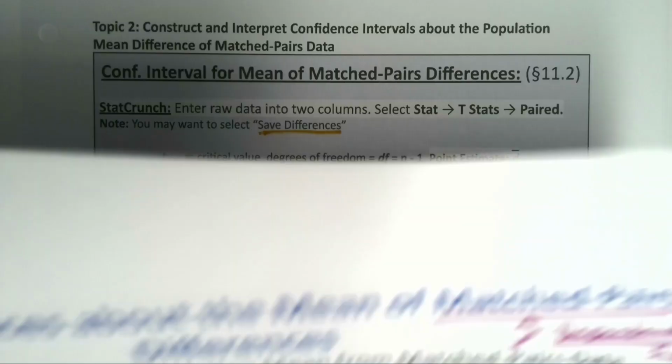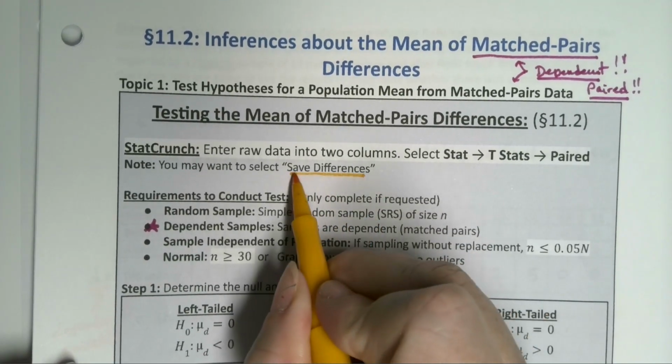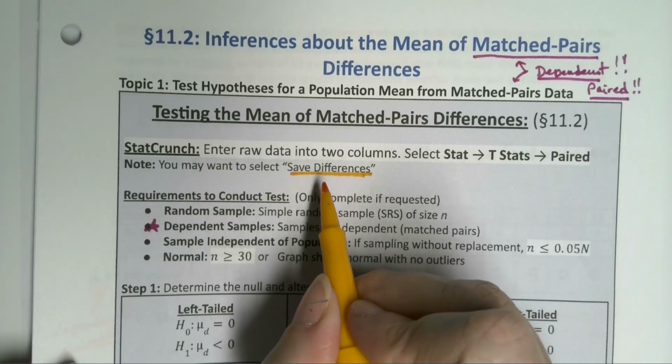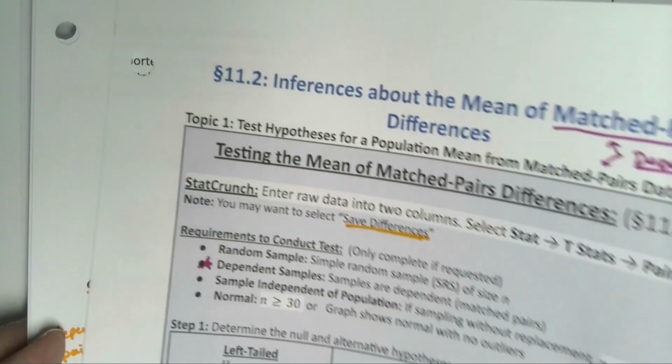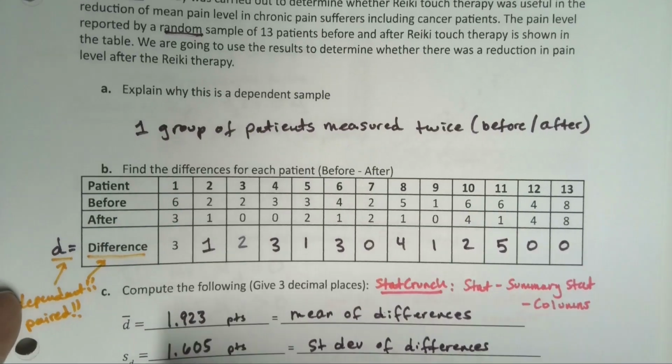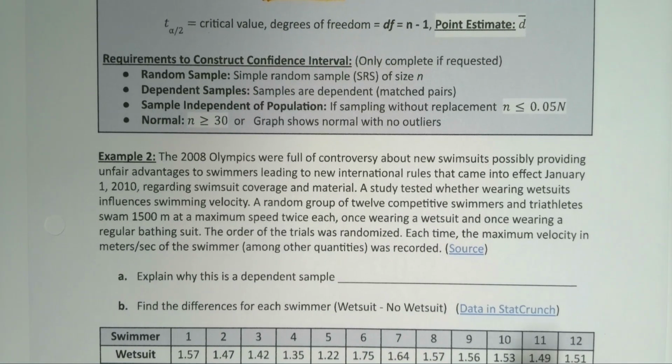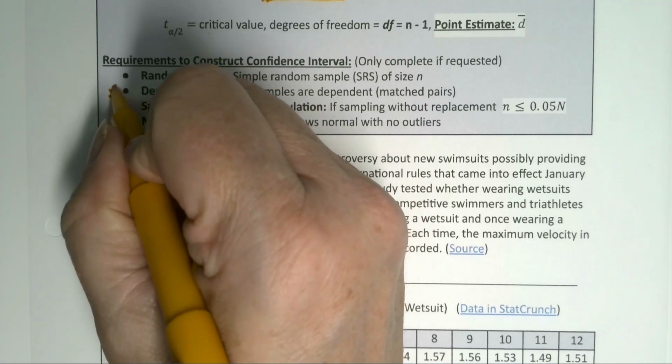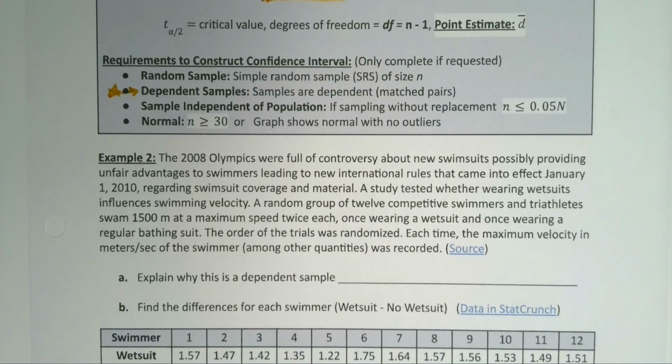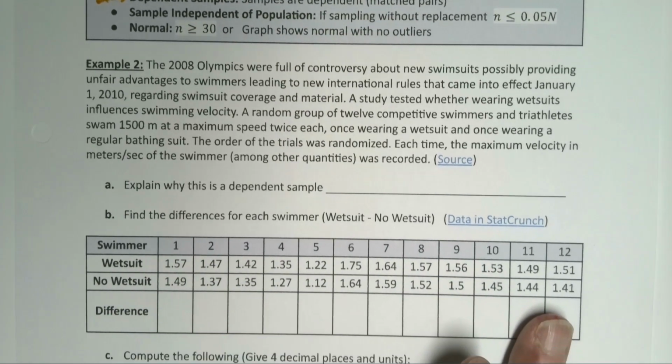It was actually an option in the hypothesis test as well, but we didn't bother because the Reiki therapy was so easy to figure out. But in this case, we are actually going to do it. All right, and don't forget that this little piece right here is the new piece, the dependent piece, because this is dependent data, paired data.